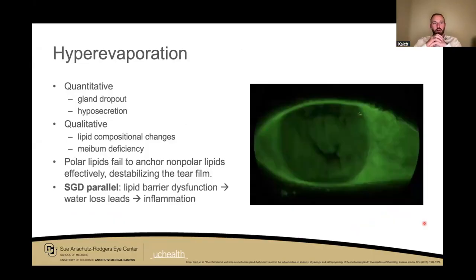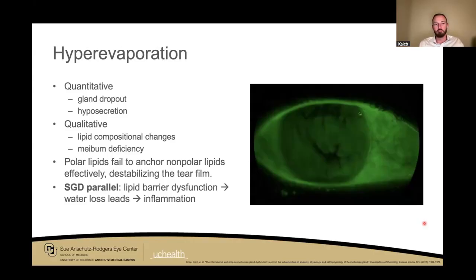So with hyperevaporation, quantitatively, maybe you have physically less glands. If you physically have less glands, they're not secreting very well, but there's not as much that's secreting. But qualitatively, you can have hyperevaporation that's happening just because you have differences in compositional changes of the lipids. So if you start to just get poor quality meibum, that is going to lead to hyperevaporation.